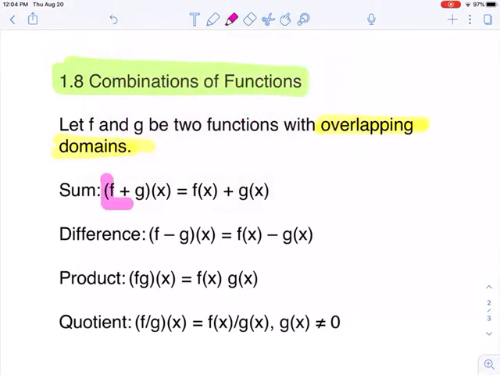Okay, so like I said, notation and domain is what we're really going to focus on. So first of all, the sum, f plus g of x. This is what the notation looks like. And all we're doing is we're taking our 2 functions, as long as they have common domains, and adding them together.